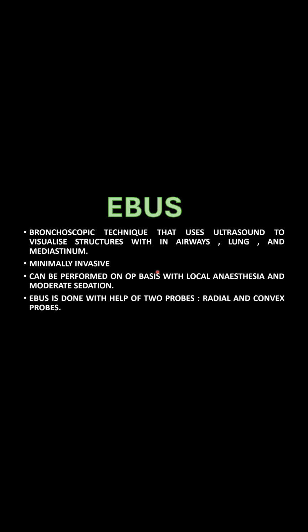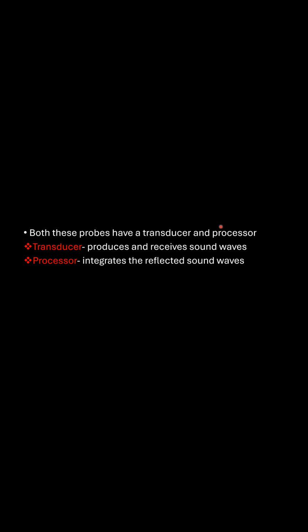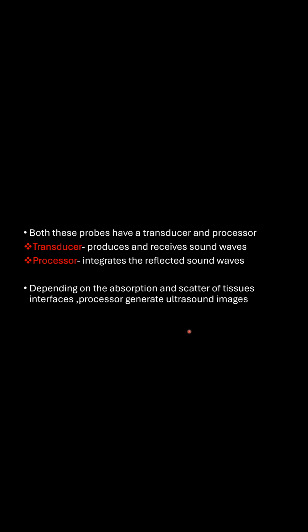Coming to our topic, there are basically two types of EBUS: the radial and the convex probe EBUS. Now what you should know is that both these probes have a transducer as well as a processor. The function of the transducer is to produce and receive sound waves. The processor integrates the reflected sound waves. Depending on the absorption and scatter of tissue interfaces, the processor generates ultrasound images.